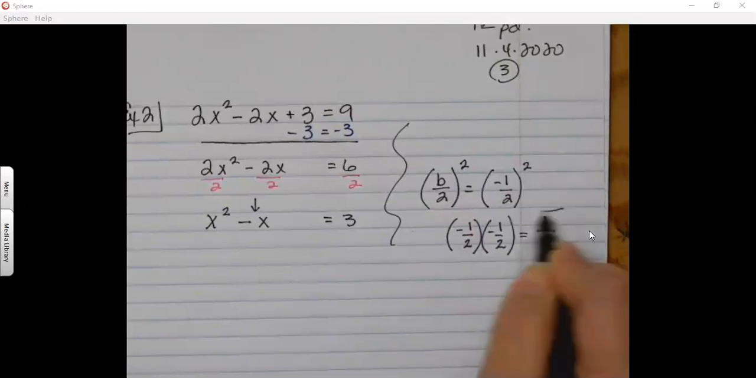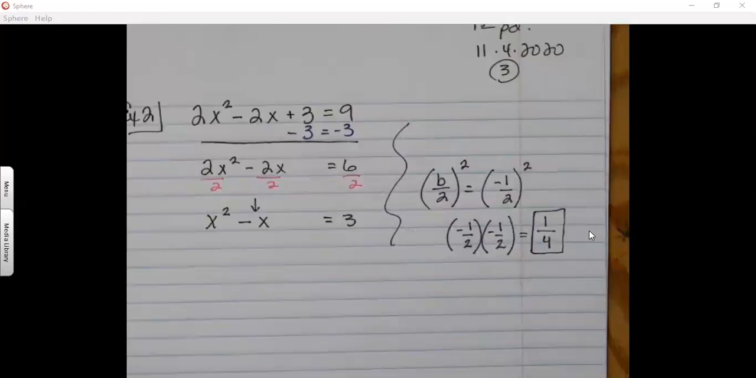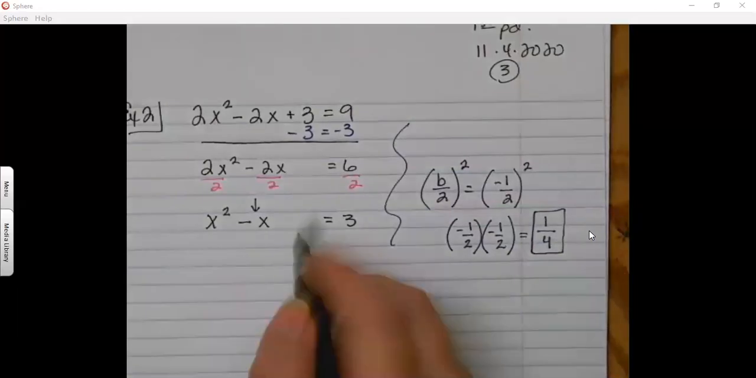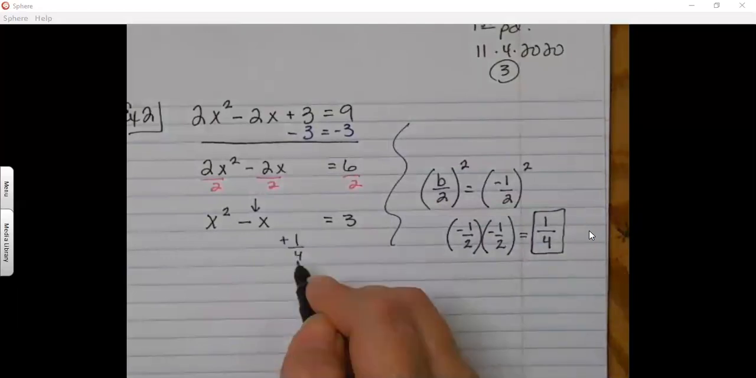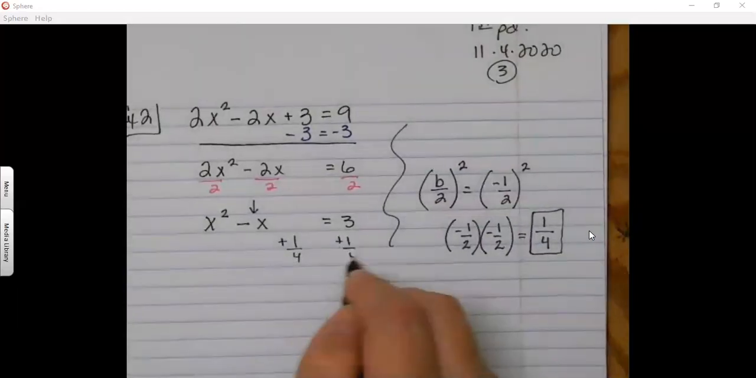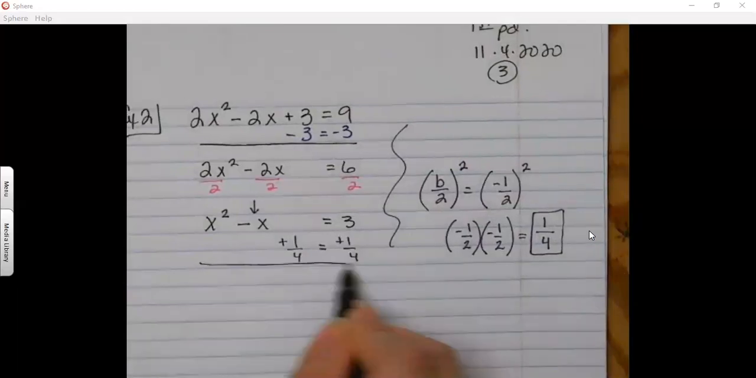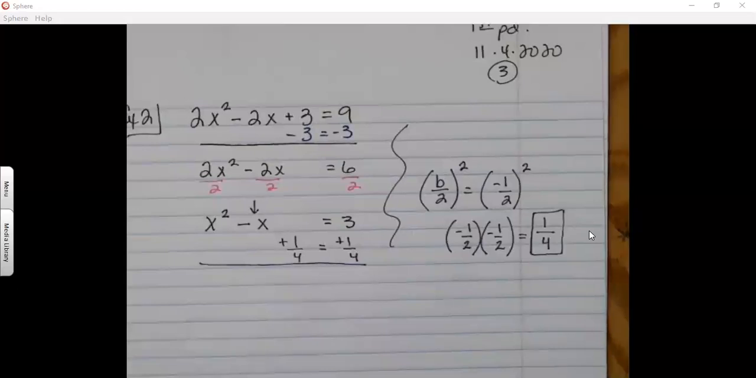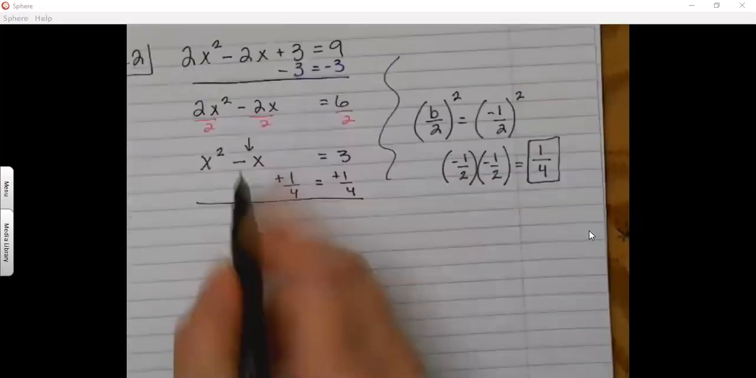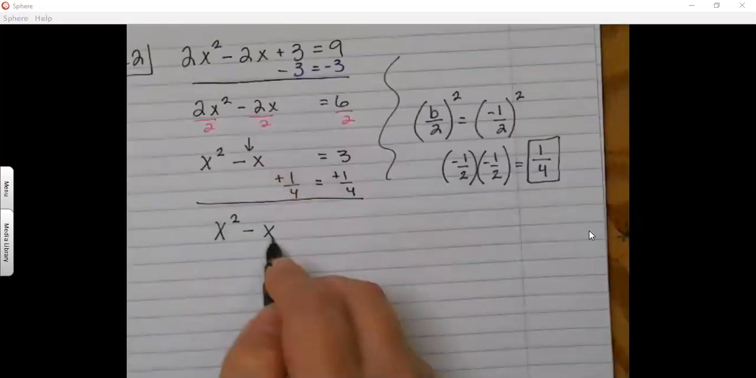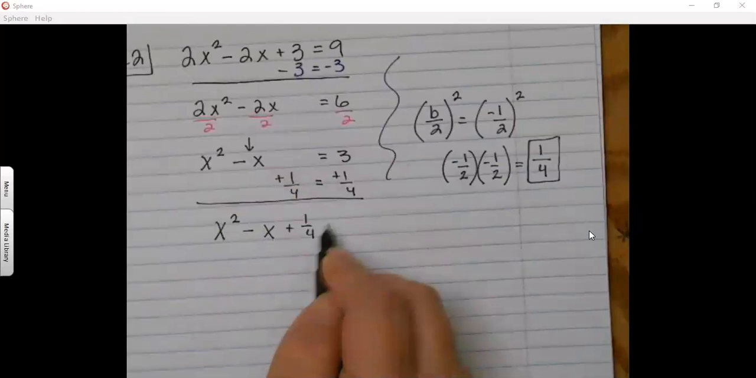So is 1/4 a perfect square? Yeah, because a perfect square is when you multiply a number by itself to get the perfect square, right? Negative 1/2 times negative 1/2 gave me 1/4. So the square root would be positive 1/2 or negative 1/2, because 1/2 times 1/2 would also give me 1/4. Negative 1/2 times negative 1/2 also gives me 1/4. So I am adding a fraction to both sides. I get x squared minus x plus 1/4 equals 3 plus 1/4.